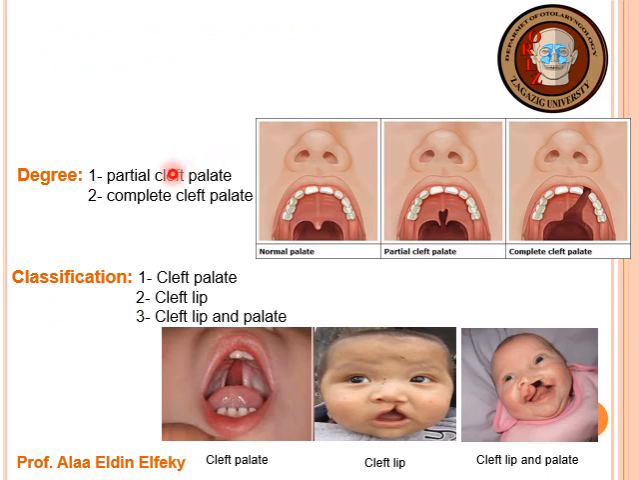We have two degrees, the partial cleft palate and the complete cleft palate. The cleft palate may be alone, may be cleft lip alone, or maybe cleft lip and palate. This is cleft palate alone, this is cleft lip alone, and this is cleft lip and palate.